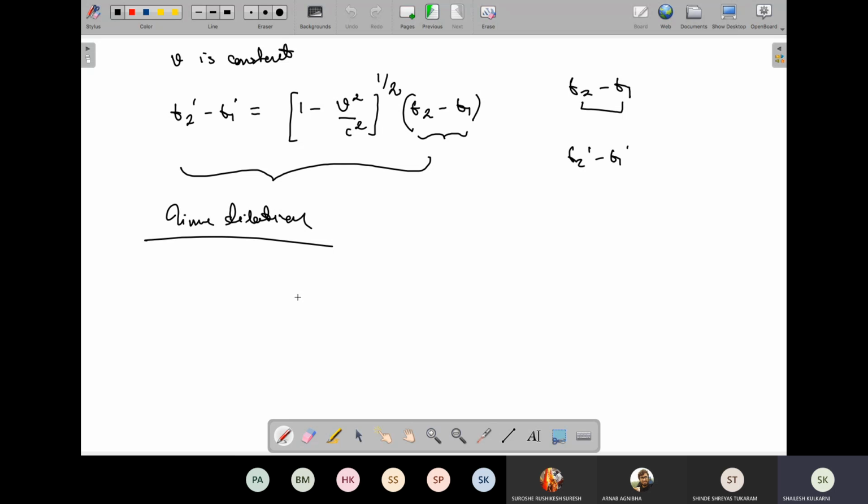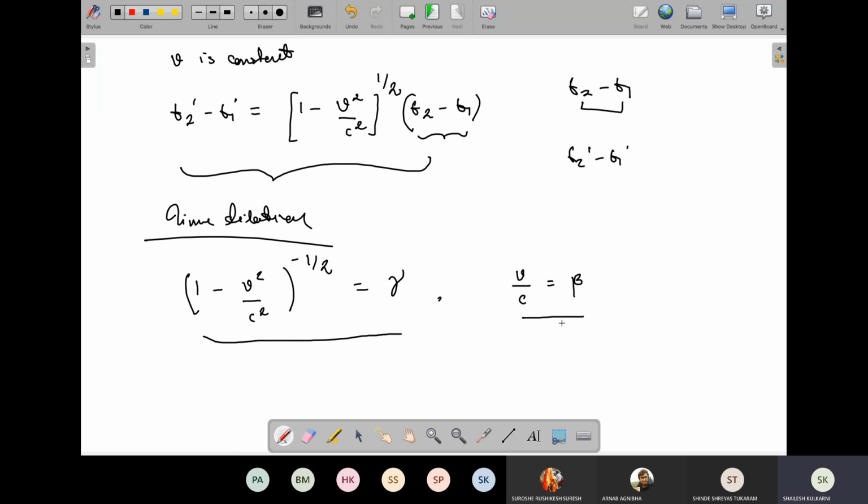Okay. So I will denote this quantity notationally. In future we will denote this quantity, 1 minus v square by c square to the power minus half, that is 1 over square root of 1 minus v square by c square, by gamma. Okay, this is our notation. And there is another notation, v by c is beta. So these are the two notations. I'm just relabeling it, no new thing.